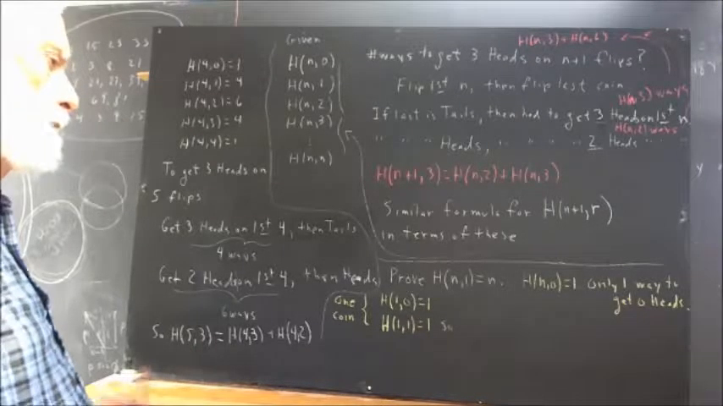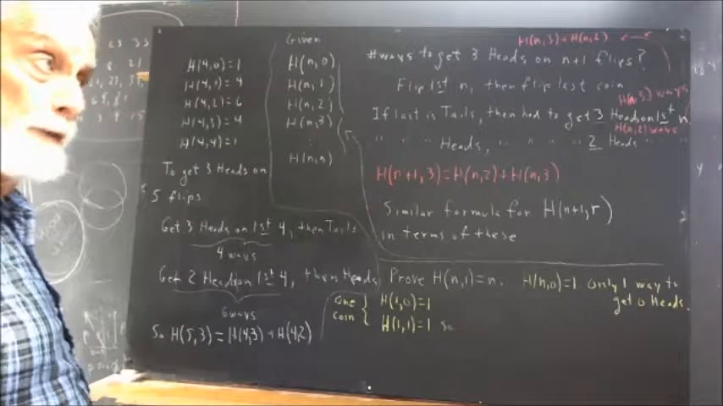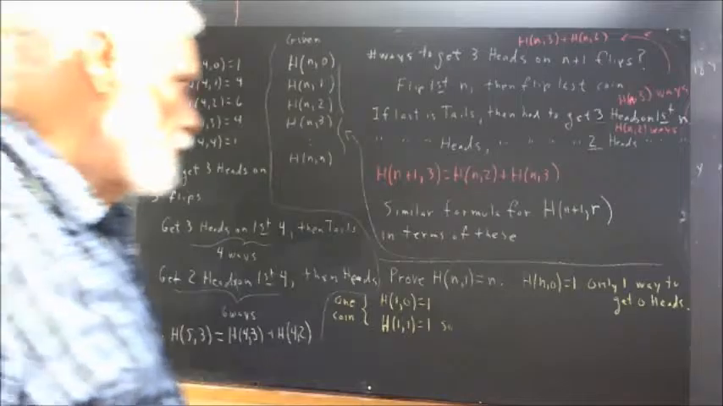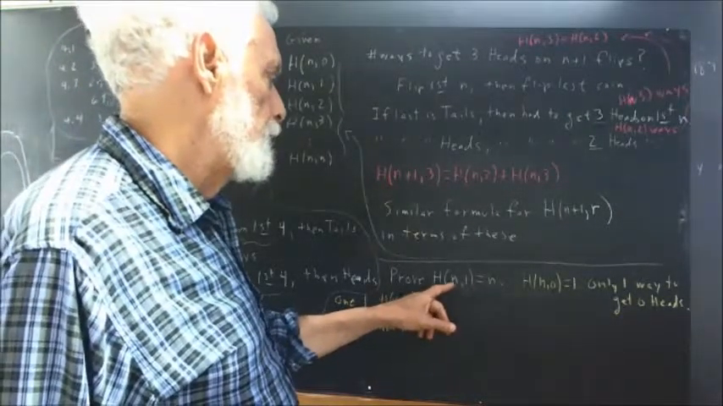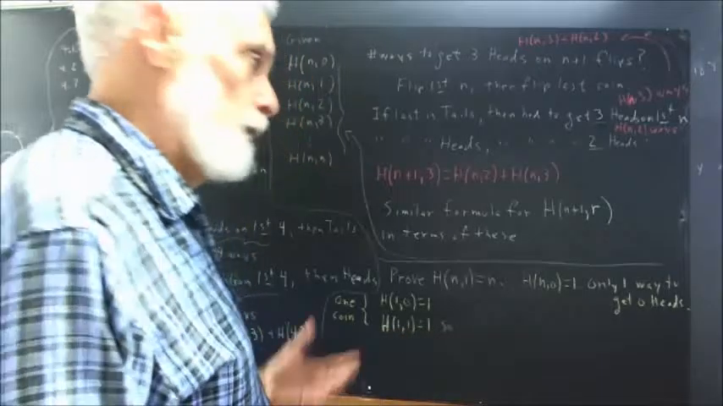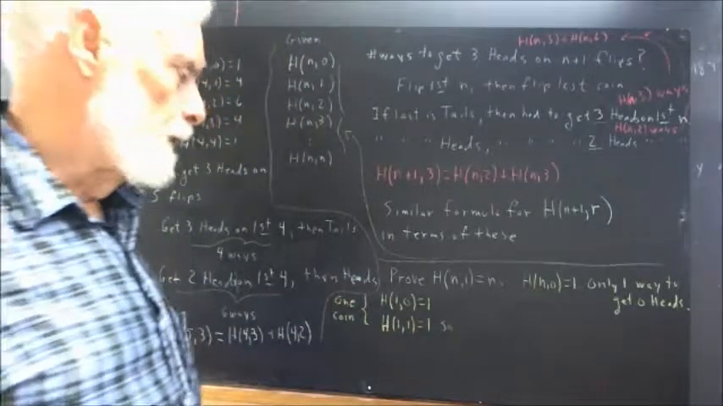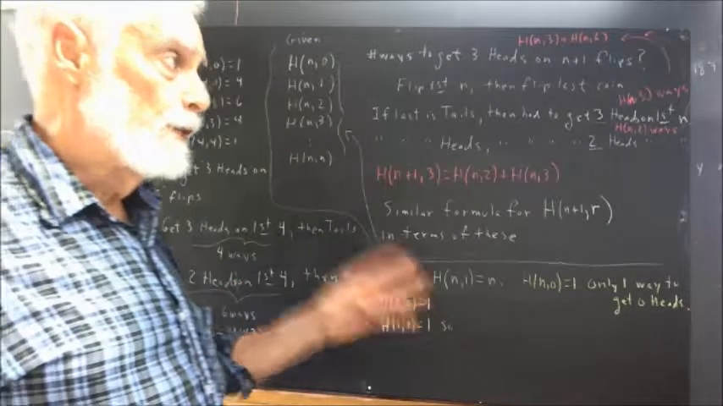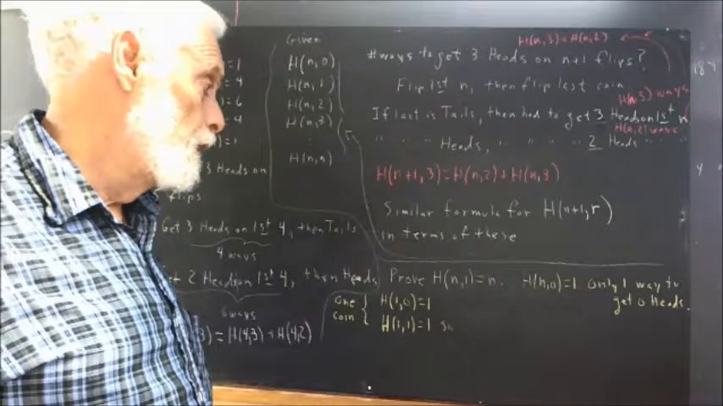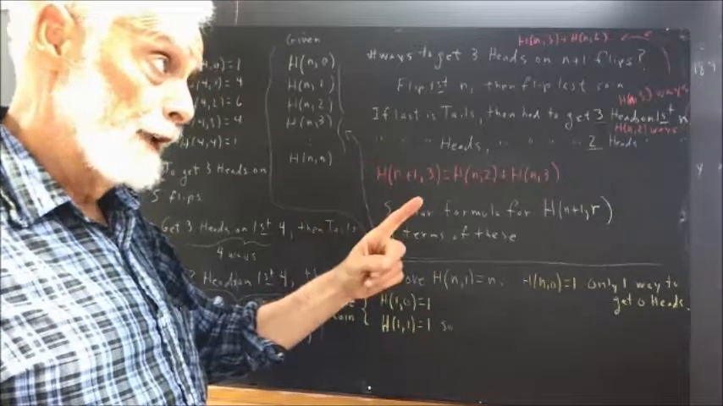Now we know from the first few listings we made of coin flip outcomes that whatever n is, h of n,1 seems to be equal to n. And there's actually a pretty simple reason for that, and it's pretty easy to understand. If you flip 4 coins, there are 4 ways to get exactly 1 head. If you flip 5 coins, there are 5 ways to get exactly 1 head.